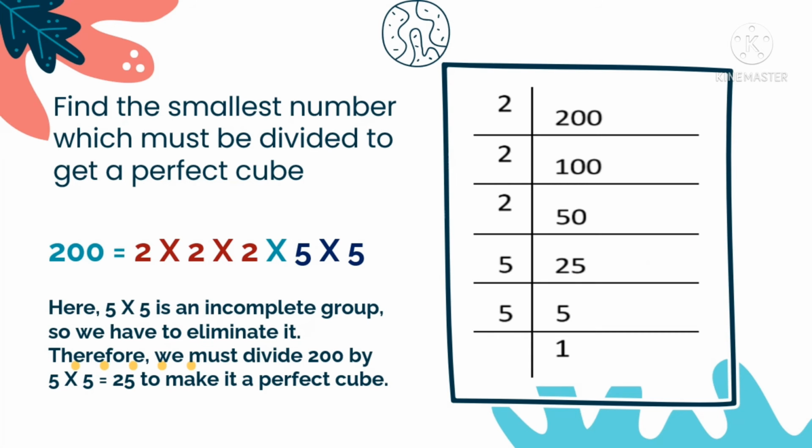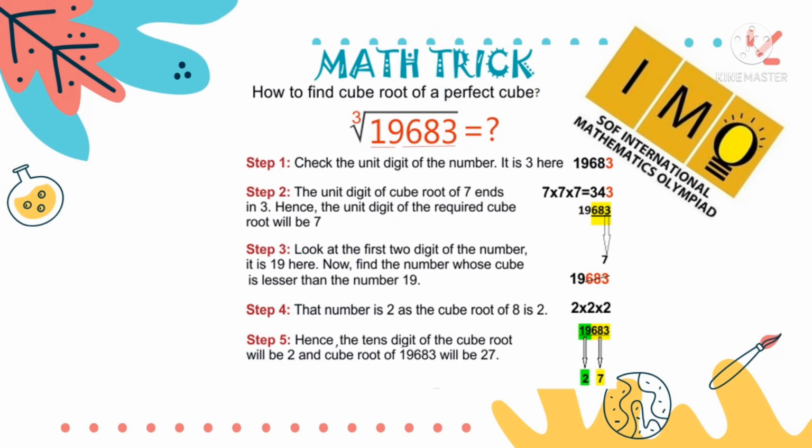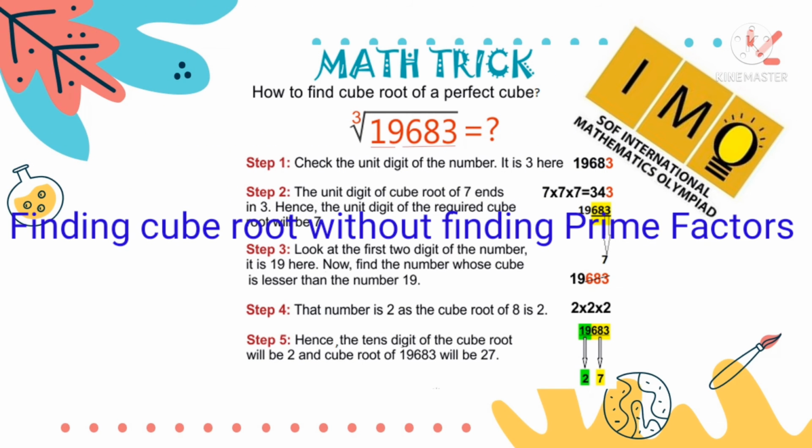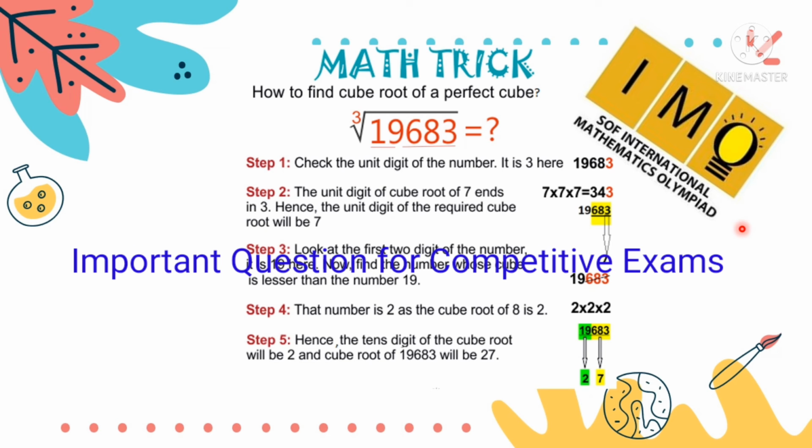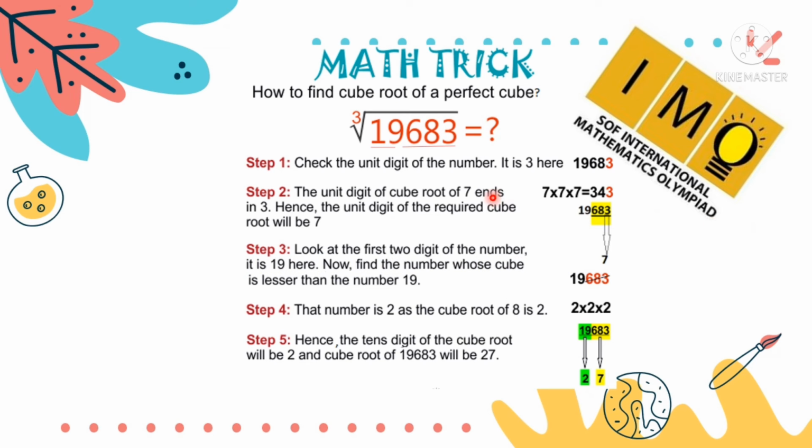Now I'm going to explain one very important math trick. With this trick you can easily find the cube root of a number without finding its factors, and this is very helpful for your competitive exams like Olympiads and so on. Suppose you have to find the cube root of 19683 without finding its prime factors. How to solve this question? Listen very carefully.